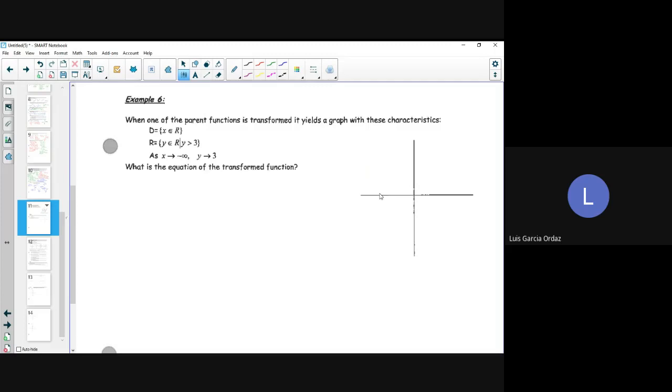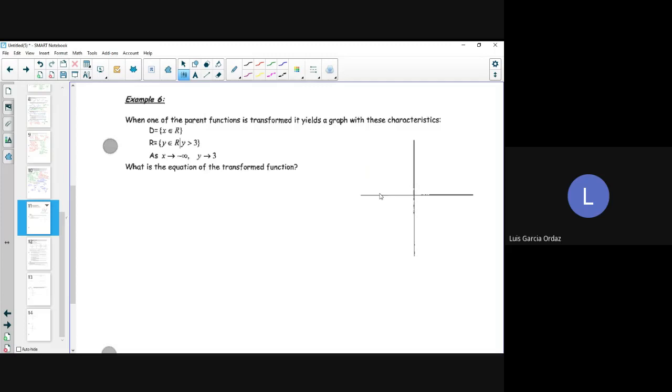I'm pretty sure you guys are familiar with transformations, right? Use that equation, a times (x plus b) squared plus c. So when one of the parent functions is transformed, it yields a graph with these characteristics. The domain is x is an element of all real numbers. The range is y is an element of real numbers such that y is greater than 3. As x approaches negative infinity, y approaches 3. What is the equation of the transformed function?